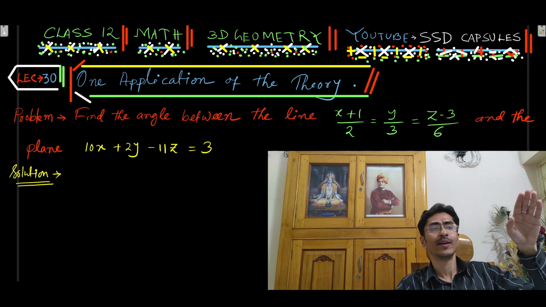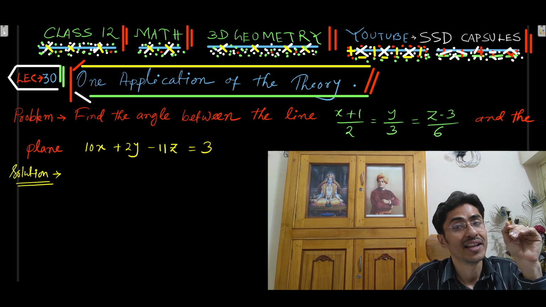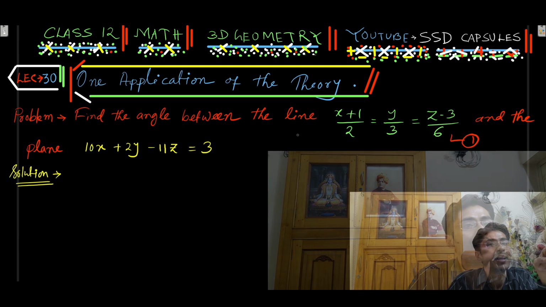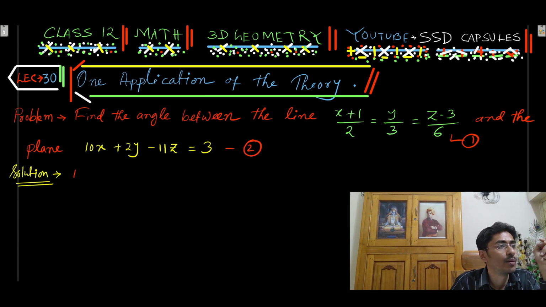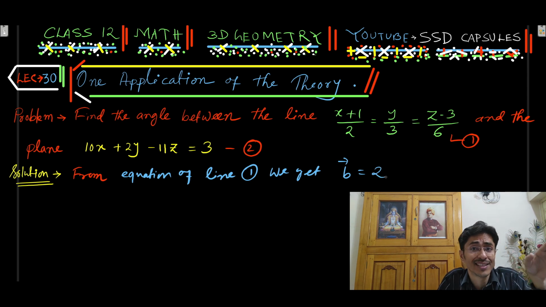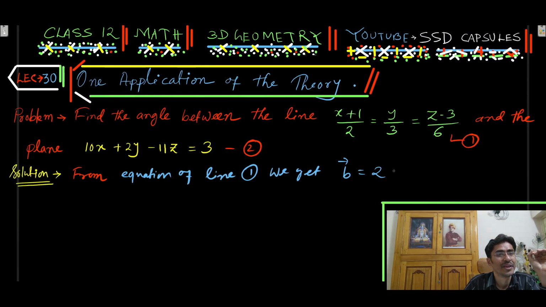Find the angle between the line and the plane. First we will put these equations in vector form. Otherwise you can directly write the components from equation 1. This is the line equation 1, and the plane is equation 2. From the equation of line 1 we get the b vector. Because now you are at lecture number 30, if you go through my previous lectures, then you can easily pin down the b vector directly from the question. No need to convert this to vector form. You are smart enough, I know. So b equals i cap plus 3j cap plus 6k cap.